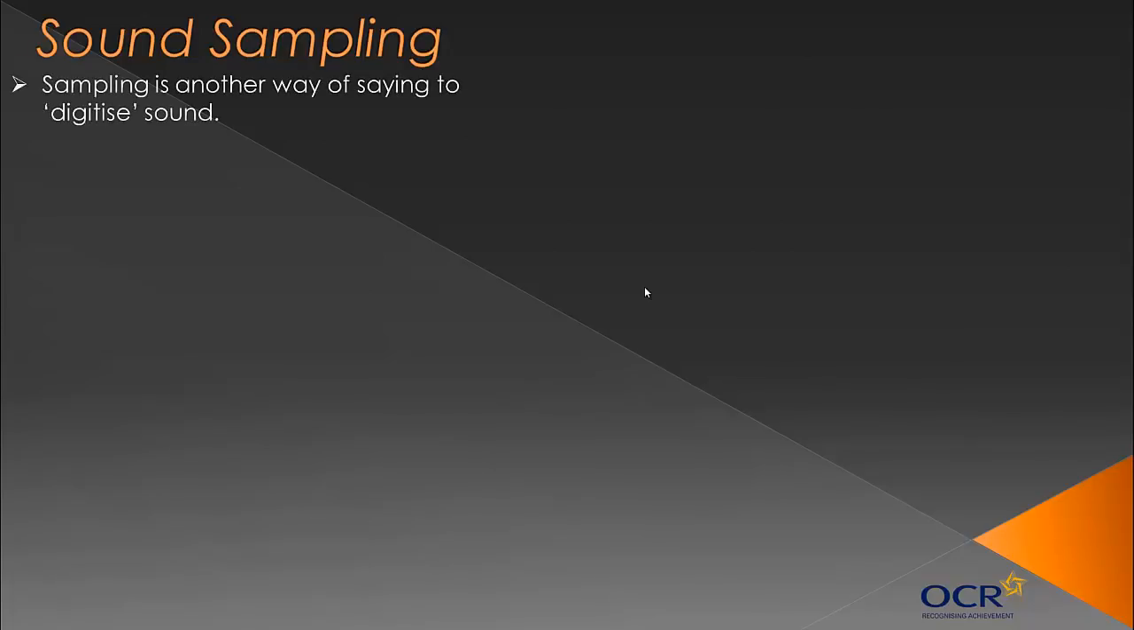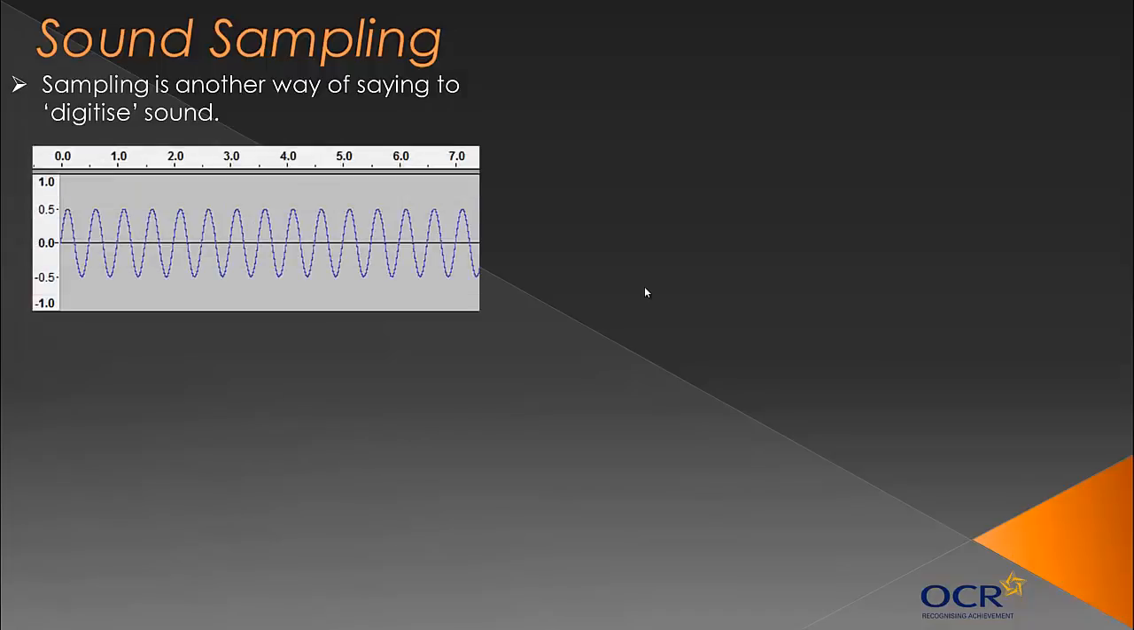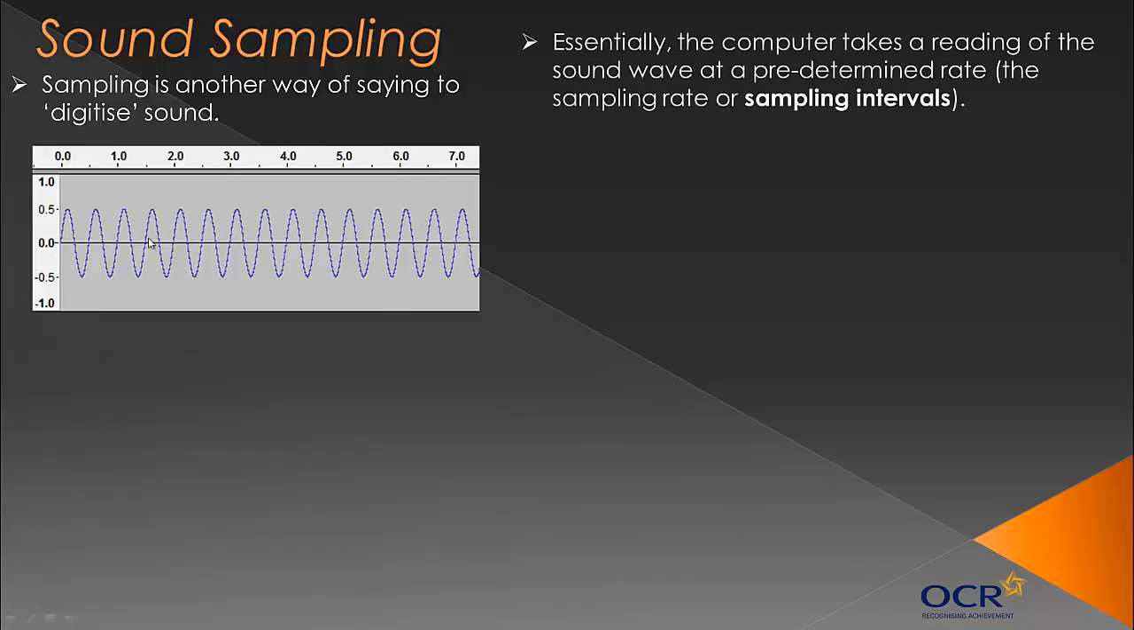If we look at how this is done, it's done through something called sound sampling. Sampling is another way of saying how to digitize the sound. You may hear it like that. Here I've got our sine wave, our sound wave. I'm going to take you through the simple steps in how it is sampled.